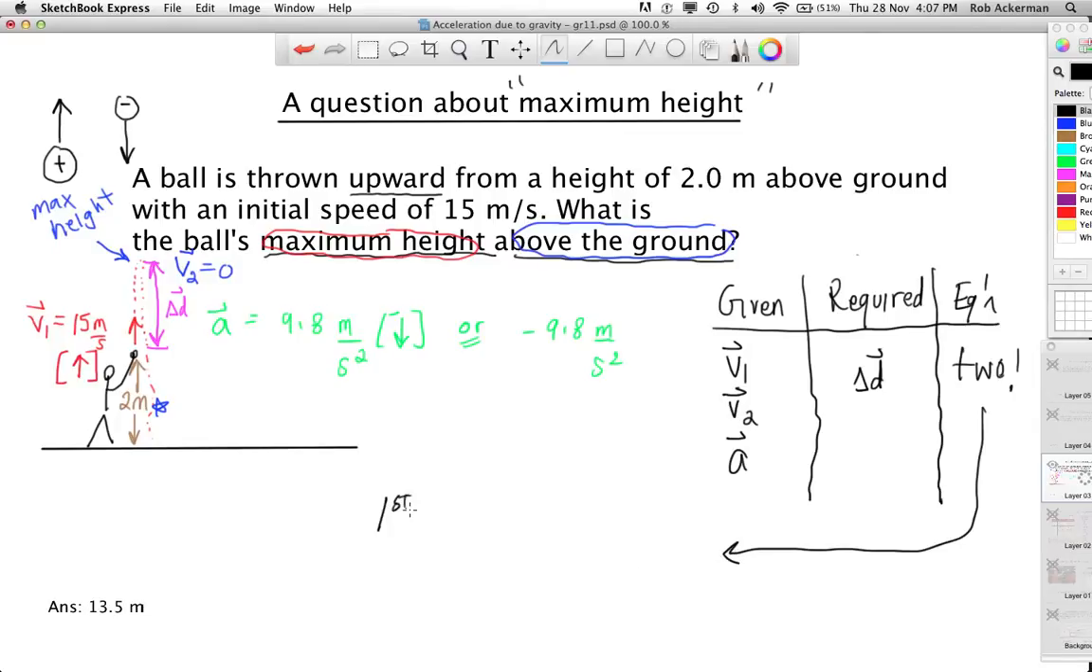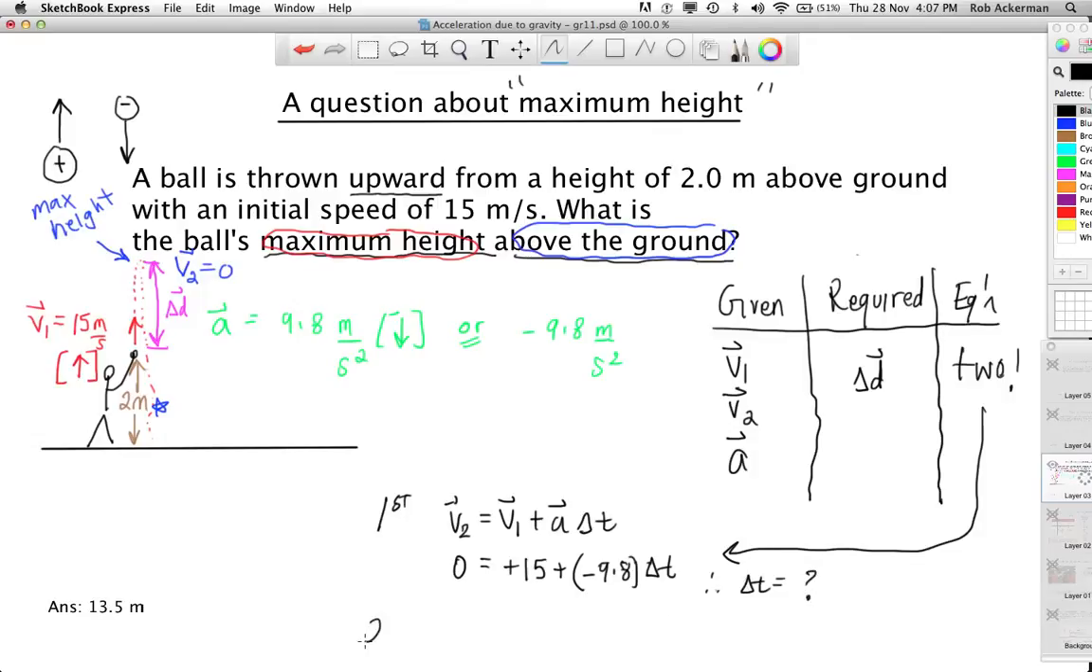In the first step, you're going to use v2 equals v1 plus a delta t. And of course, you know v2 is 0, v1 is positive 15 because it's up, plus the negative 9.8 of acceleration times the time. So this is going to get you time. I'll leave it to you to solve that.